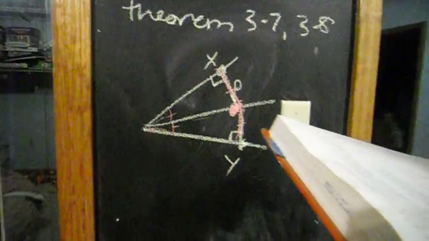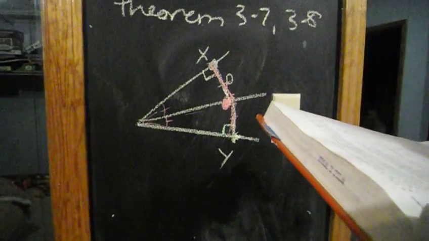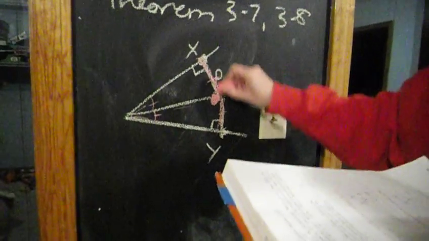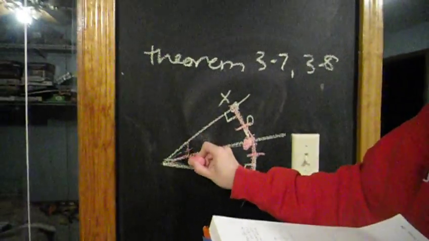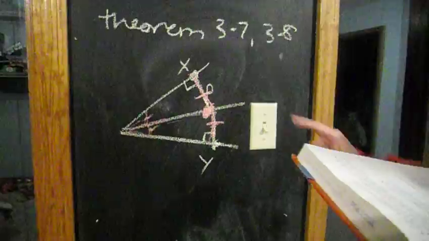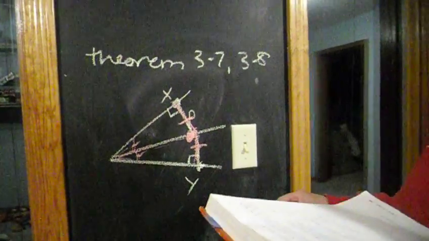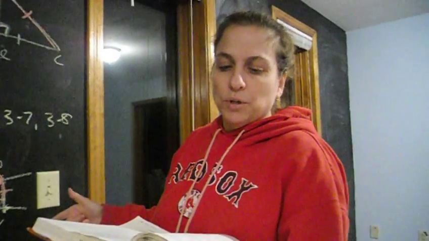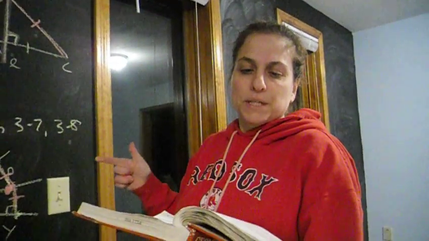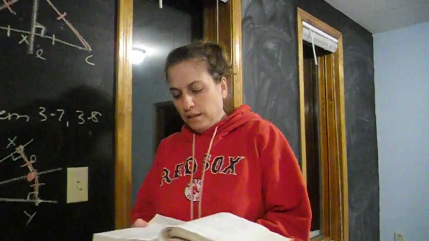If a point is equidistant from the sides of an angle, then the point lies on the bisector of the angle. So if we find this point and these two are equal, then we're going to know that that's a bisector of that angle. Okay? So you need to write 3.5, 3.6, 3.7, 3.8. You also need to write the definitions: perpendicular bisector, altitude, median.